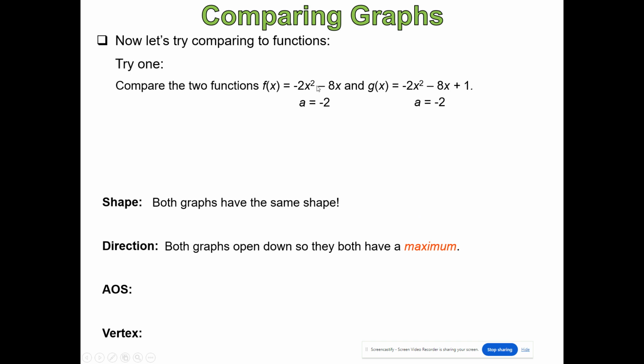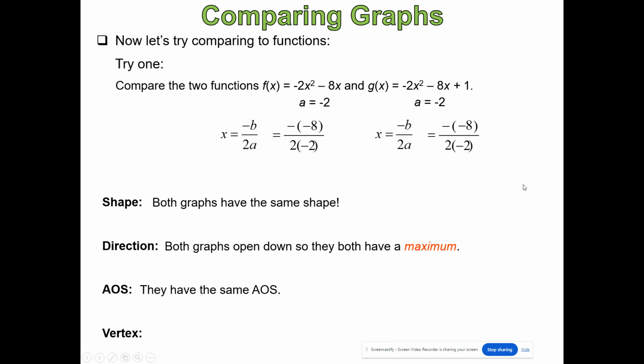AOS, well, everything's the same except for that +1. Remember, that +1 is the C value. C values don't affect the AOS. They don't. That's just up and down. So if you were to plug your numbers in, look, my B value is -8, my A value is -2, and if I did it over here, I'm also going to have -8 and -2. Okay, the AOS of this is going to be the same for each of these. F and G will have the same AOS, exactly the same.